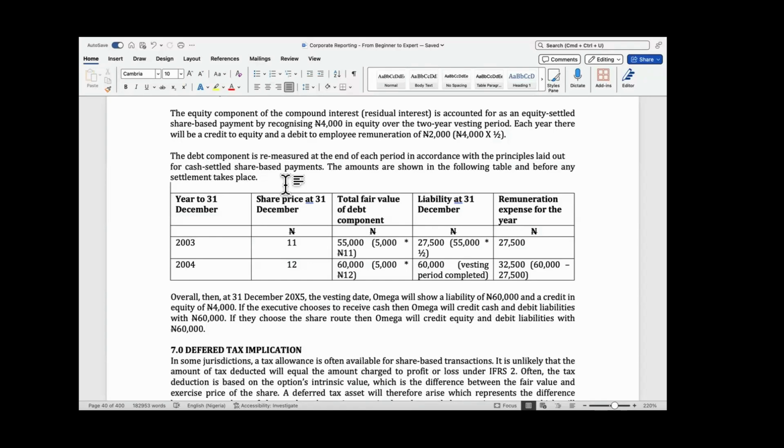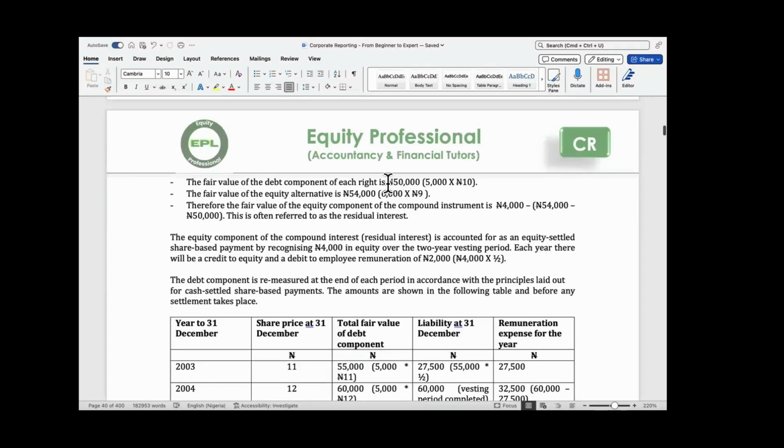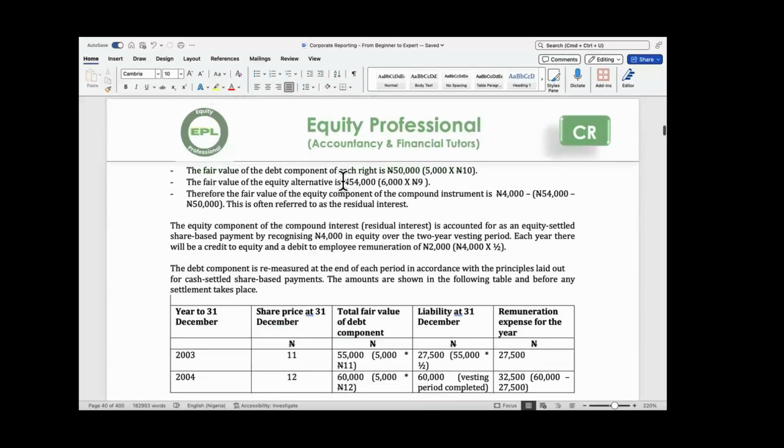Yes, so the liability will always come first. That's how liability is determined. You need to get the value of the liability. The value of the entire package itself is 50,000. Out of this 50,000, we need to separate it into liability and equity. So calculate liability first. Whatever is remaining is what equity will take. For equity, just spread it over the period, just like we deal with equity settled. For the liability, you remeasure it at the end of each year.